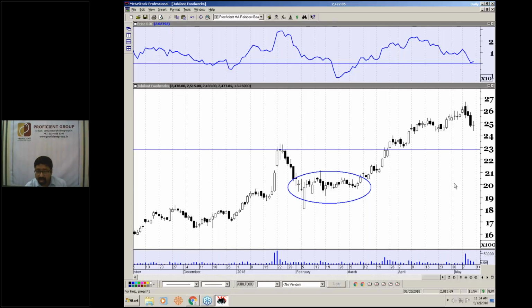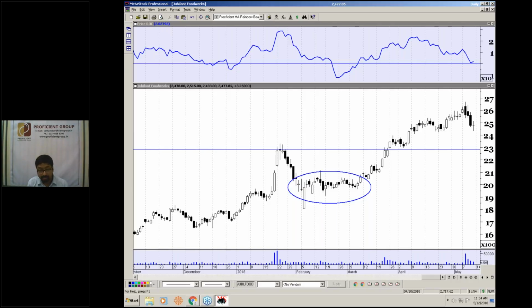See, any uptrend consists of a series of higher tops and higher bottoms, and this stock again had made a new higher top on 7th of May, which is last Monday, and since then it has been coming down, and this pullback is the second screen of our triple screen trading system.